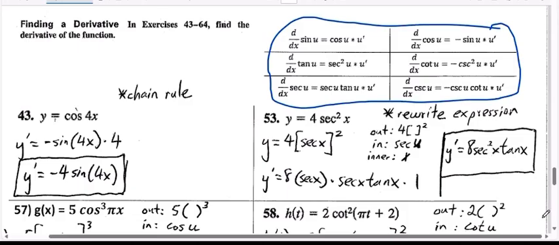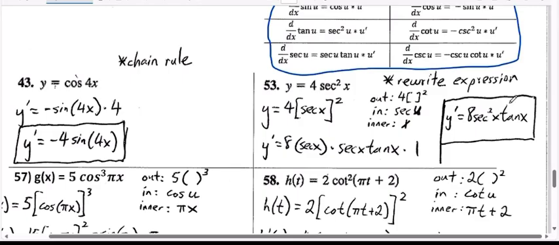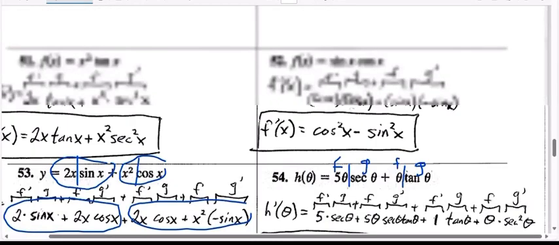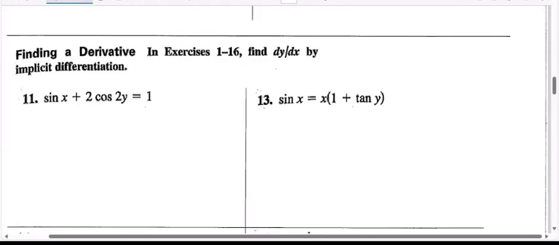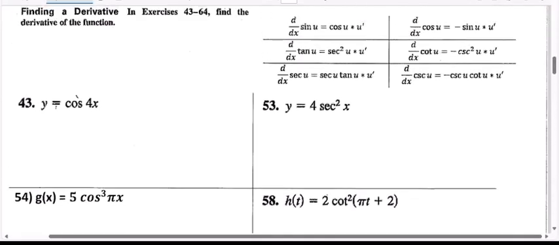Now, when do we apply chain rule? Okay, I'm actually going to walk you through that now. So let's go to question number 43. I'm going to walk that from the first principle. We take a look at this one right now.